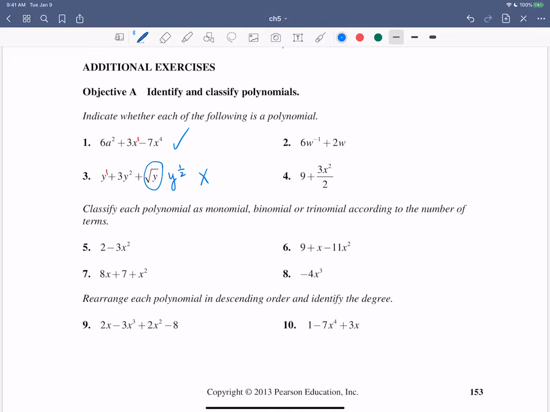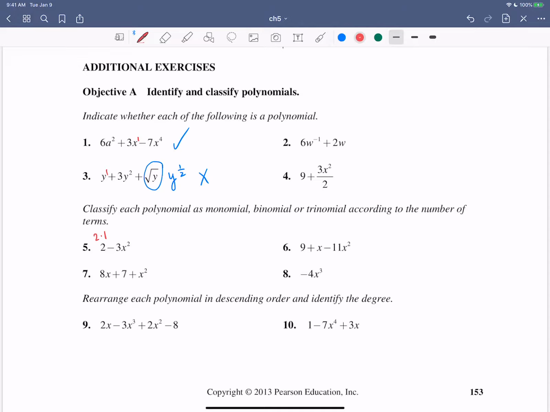Classify each polynomial as monomial, binomial, or trinomial according to the number of terms. If you remember, the number of terms are determined by the number of products in your expression. In other words, multiplication. And they are usually separated by plus minus signs. So, for number 5, let's check how many products we have. 2, by itself, you could simply treat it as 2 times 1. And that is one product.